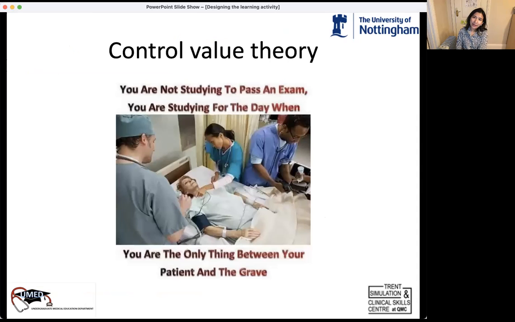Another teaching and learning principle is control-value theory. If the students see you working and saving patients' lives in the real world and know that they are learning not to pass the exam but to save patients' lives, they will be more involved.